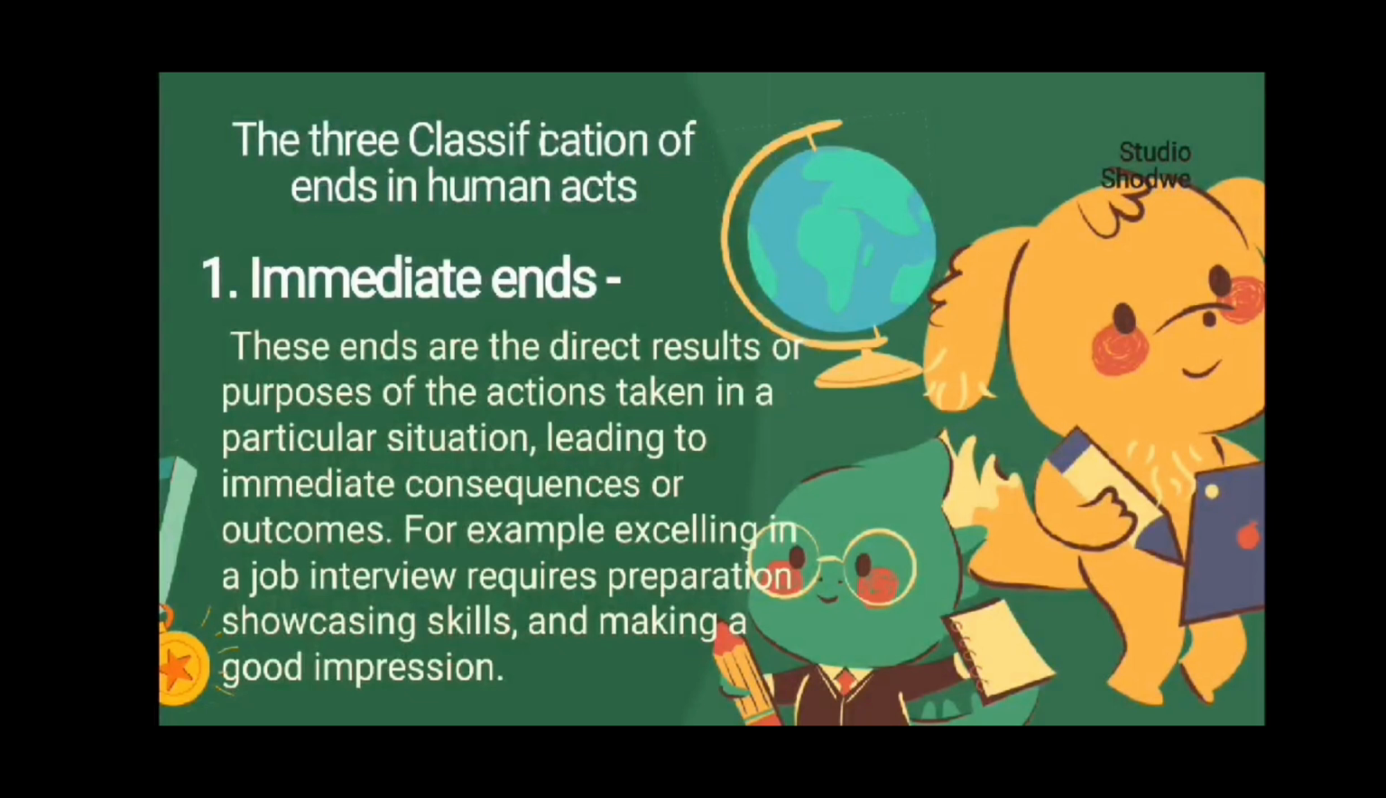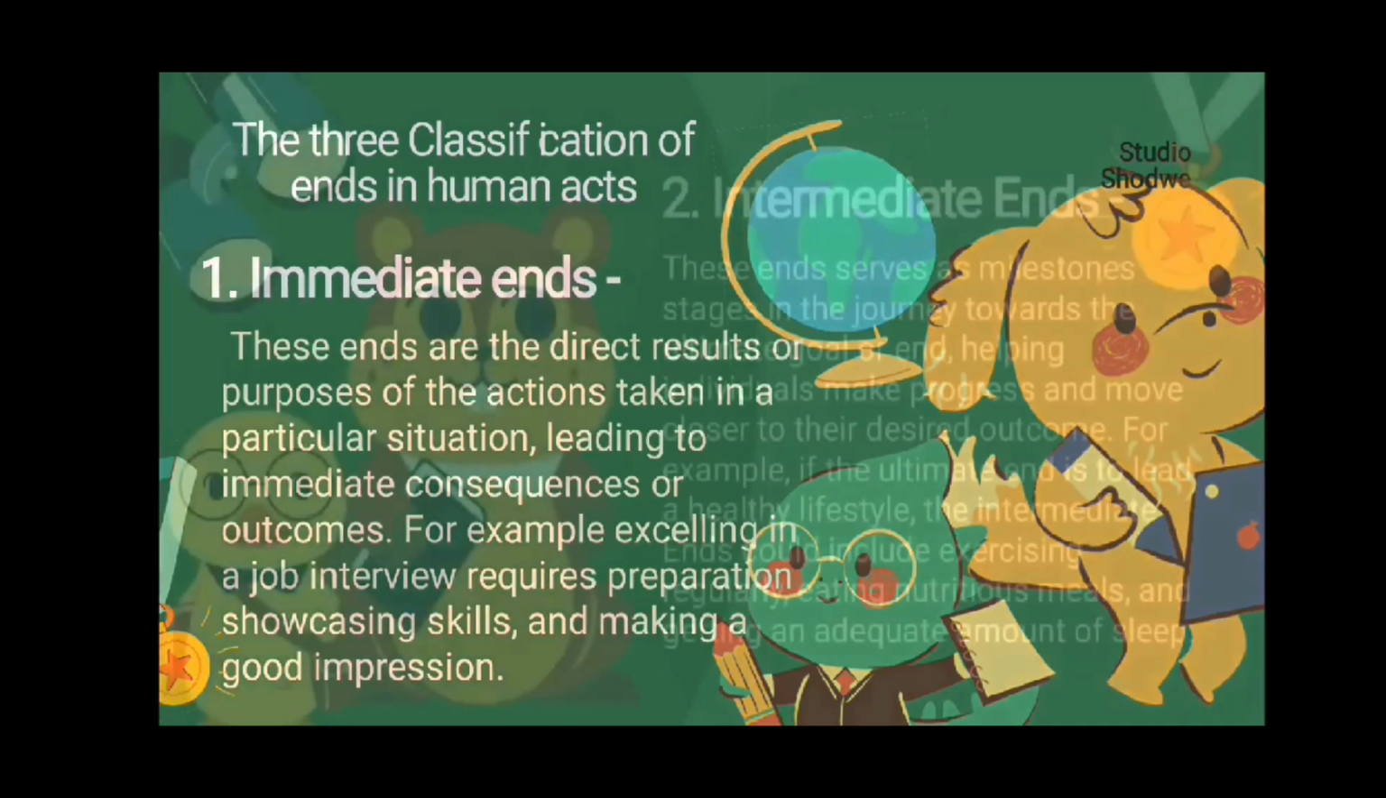There are three classifications of ends in human acts. First is the immediate ends. These ends are the direct result of the purposes of the action taken in a particular situation, leading to immediate consequences or outcomes. For example, excelling in a job interview requires preparation, showcasing the skills and making a good impression, which contributes to achieving the immediate goal of getting hired.